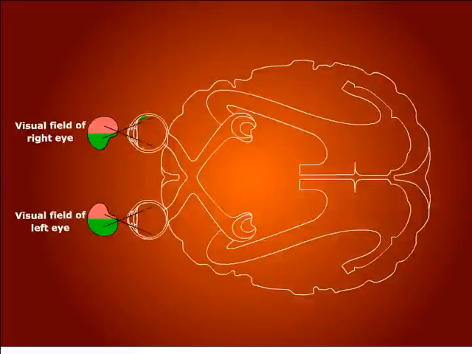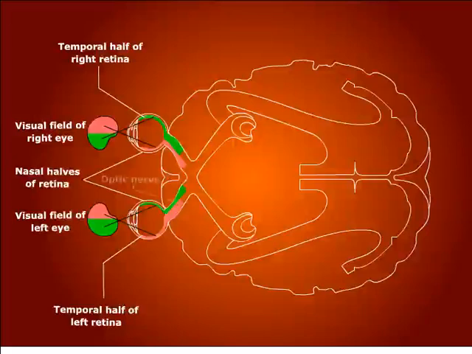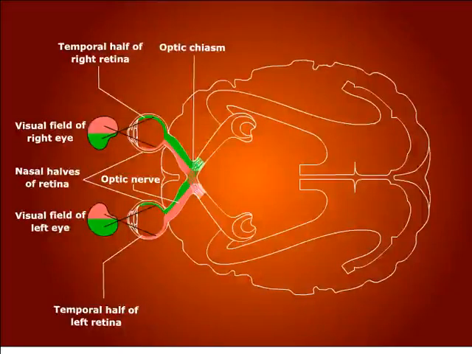Nasal halves of the retina receive information from the temporal visual fields, and each temporal retina receives information from the nasal visual field. At the optic chiasm, the fibers from the nasal halves of each retina decussate. The optic fibers from the temporal halves of each retina pass through the chiasm without decussating. This anatomic arrangement allows each hemisphere to receive visual information from the contralateral visual field. Therefore, the left hemisphere perceives images from the right visual field, while the right hemisphere perceives images from the left visual field.